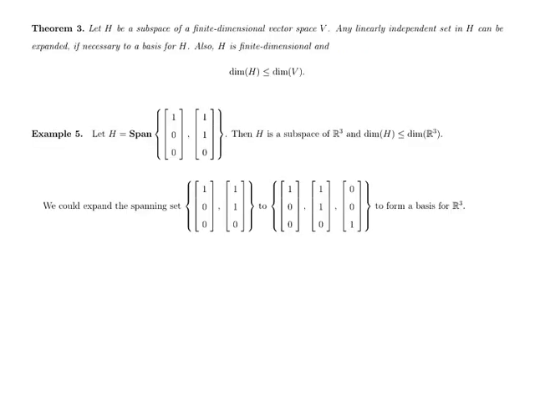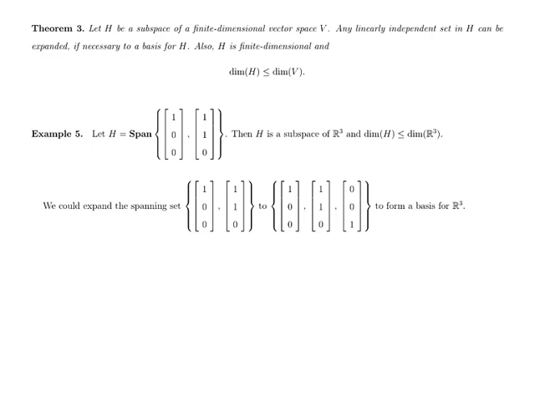So now let's talk about just generic subspaces. So let H be a subspace, and we need a finite dimensional vector space V. This is not necessarily true if we have infinite dimensional, but we're not going to talk about that in this class. Then any linearly independent set in H can be expanded, if necessary, to a basis for H. And also H must be finite dimensional, and the dimension of H has to be less than the dimension of V. And that part should make a whole lot of sense here. We have H is a subset of V, so the dimension of H has to be less than or equal to the dimension of V.